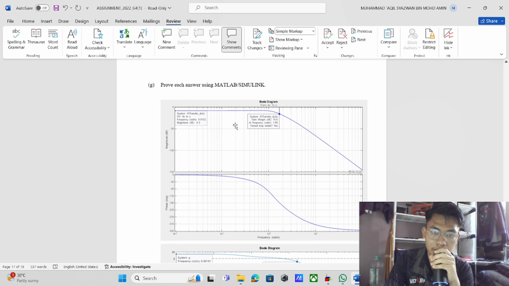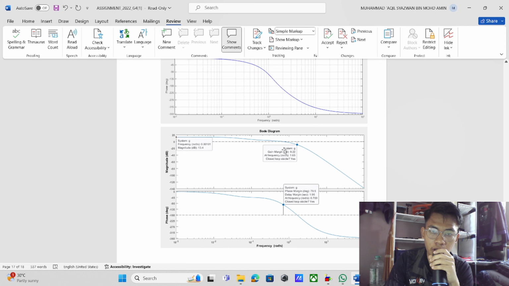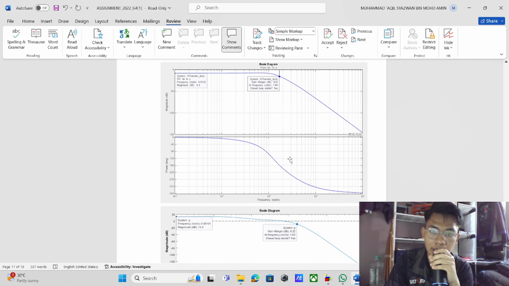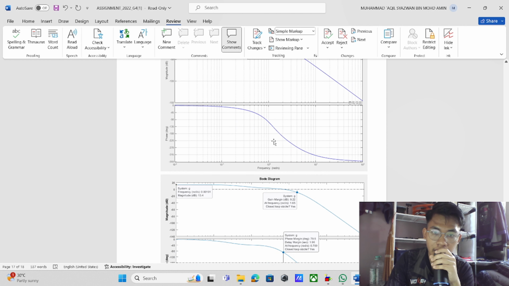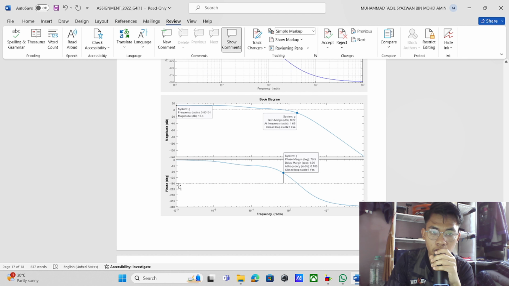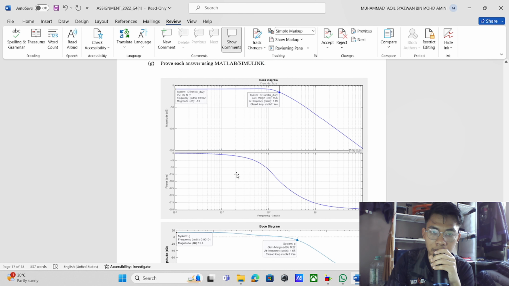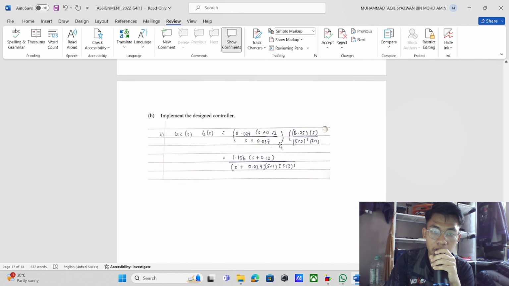This is MATLAB before our improvement. This is after we improve, we got a better result from the value of Kp. Gain margin 9.22, better than gain margin before 15.6. And at frequency, after this 1.65 is better than 1.69. So for phase, it's a better value than before we implement this. This is our new transfer function.